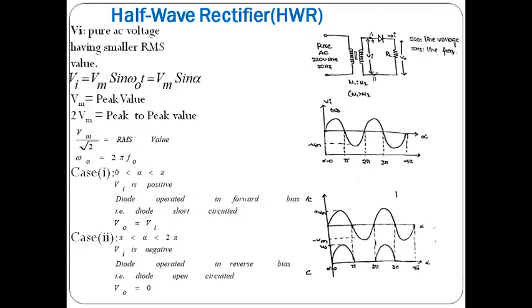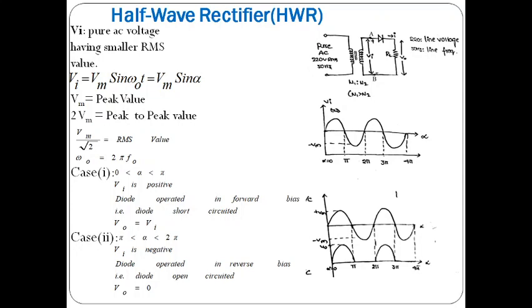Now you can observe the output waveform here. When we give the positive half cycle, the diode is forward biased, so it starts conduction. Output V0 equals I into RL, so it is Vm, same as the input. Then during the negative half cycle, pi to 2 pi, the diode is reverse biased, so it does not conduct and there is no current. So the output across the load resistor is 0, it is open circuited.